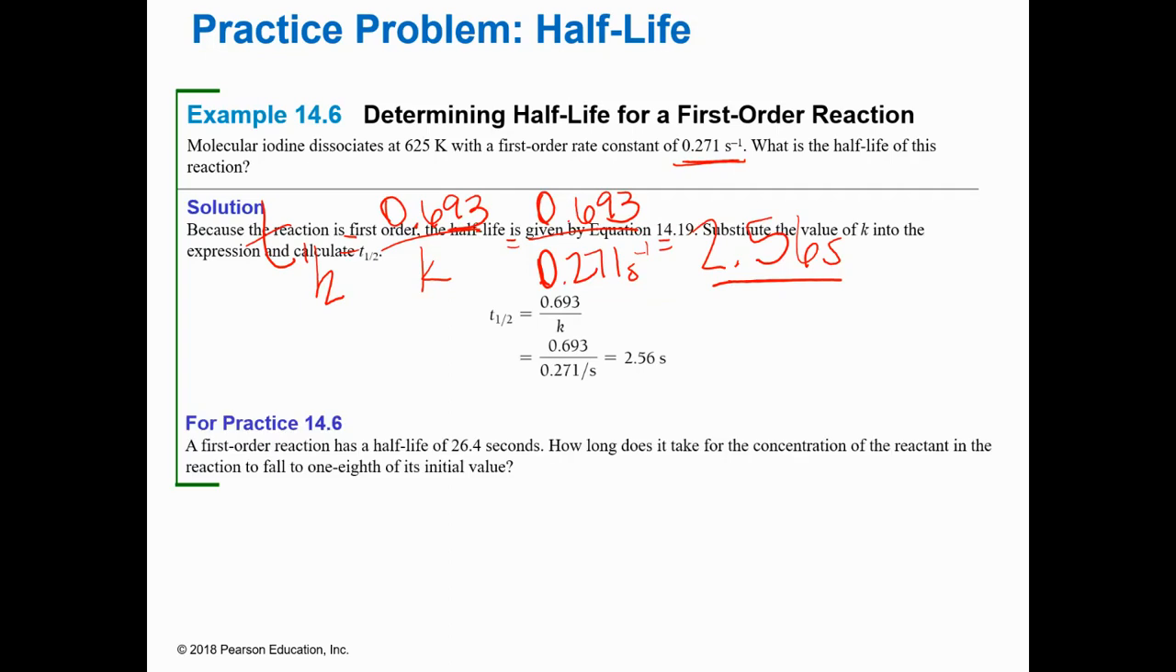This one says a first order reaction has a half-life of 26.4 seconds. How long does it take for the reaction to fall to 1/8? So remember, it falls to half, that's one half-life. And then it falls to a fourth, because you half it again, that's two half-lives. And then it falls to an eighth. So we went from 1 to half, one half-life, two half-lives, three half-lives. It took me three half-lives to get to 1/8 of the original material.